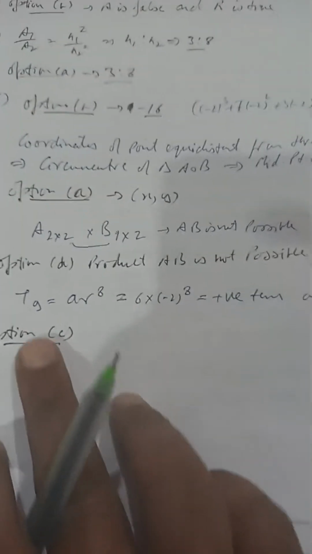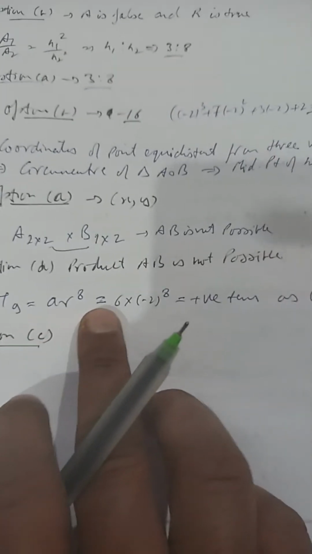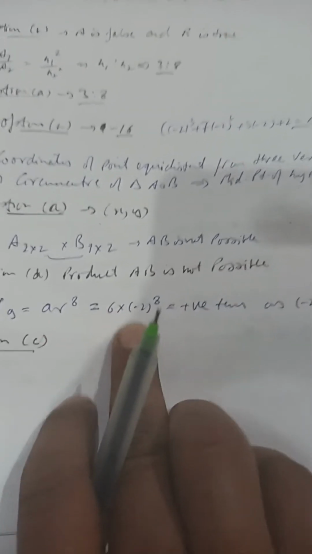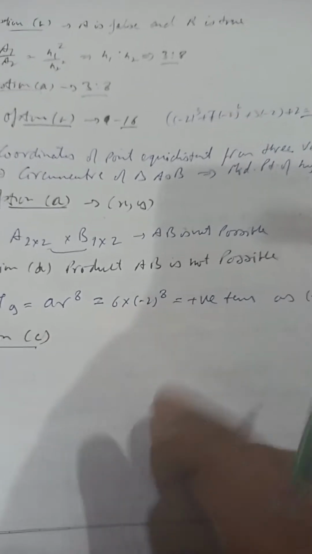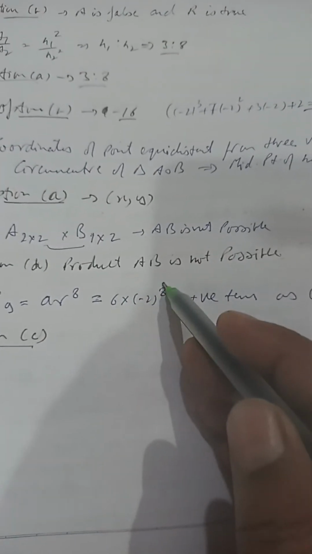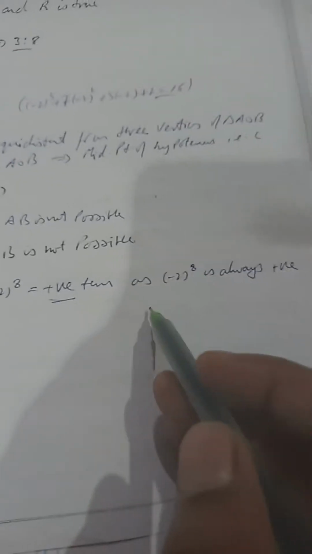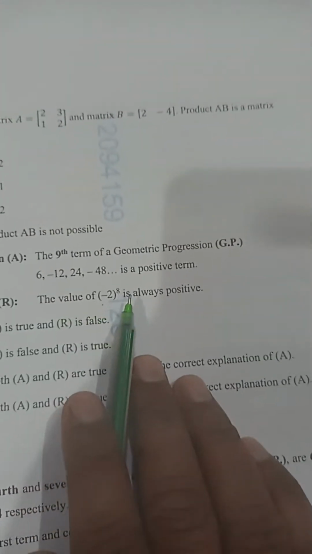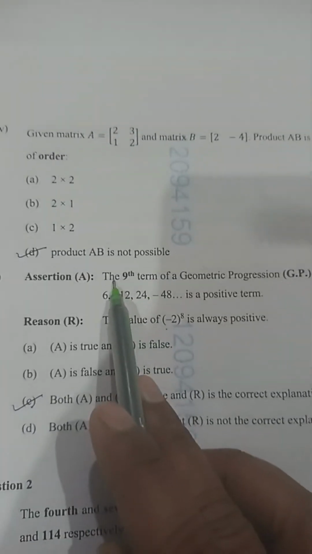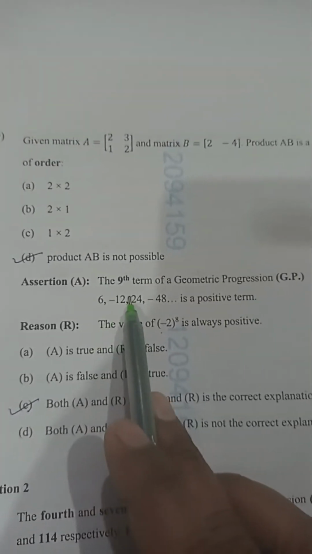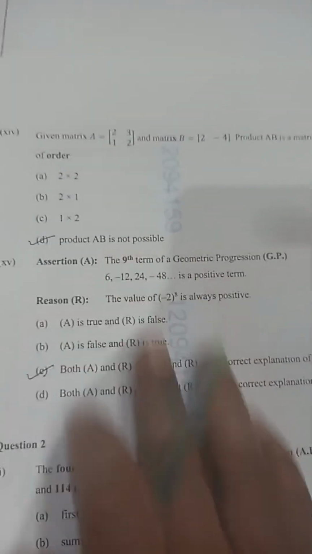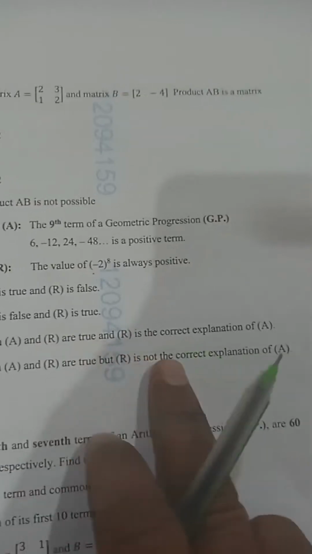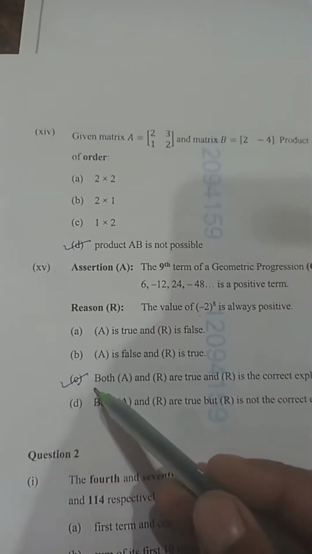So in A we have to find T9, that is a r raised to power 8, and from this series we have a equal to 6 and r equals minus 2. So 6 into minus 2 raised to power 8, again a positive term. Okay, so it will always be positive. The ninth term is also positive, and minus 2 raised to power 8 is also always positive. So A is true and R is the correct explanation of A. So both A and R are true and R is the correct explanation of A. So for the 15th part, C is the correct option.